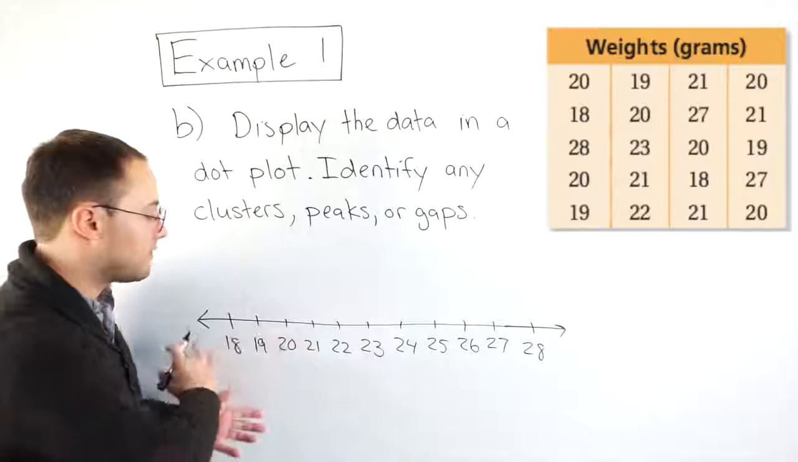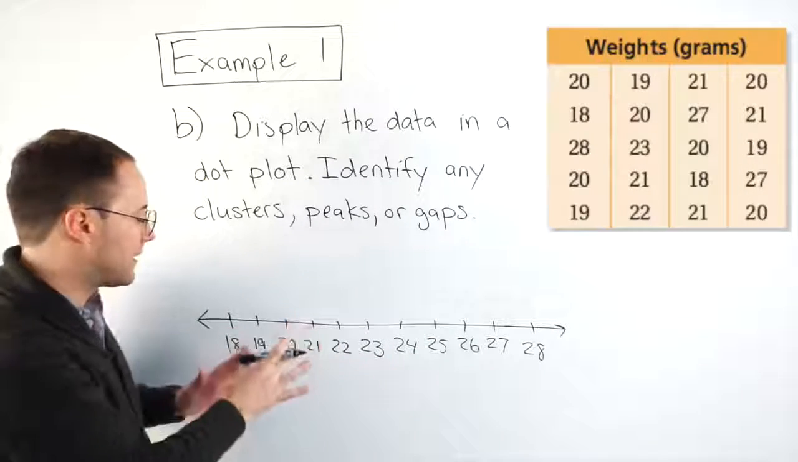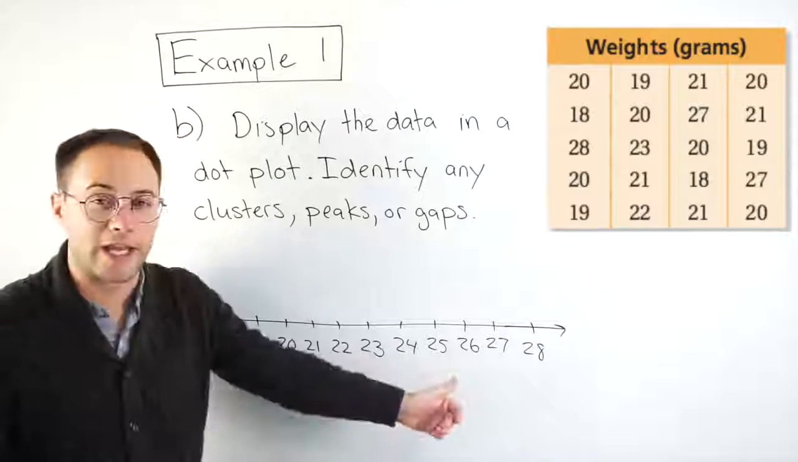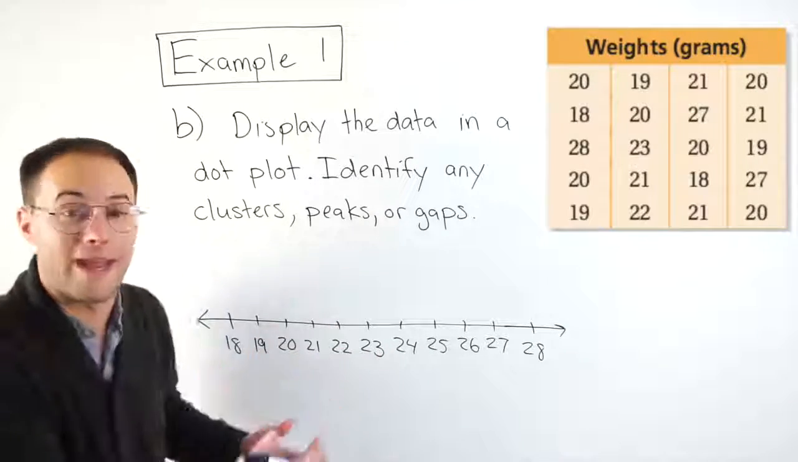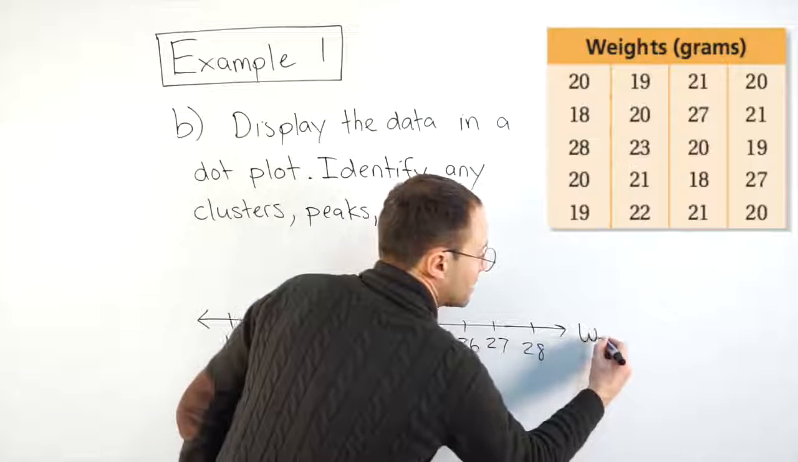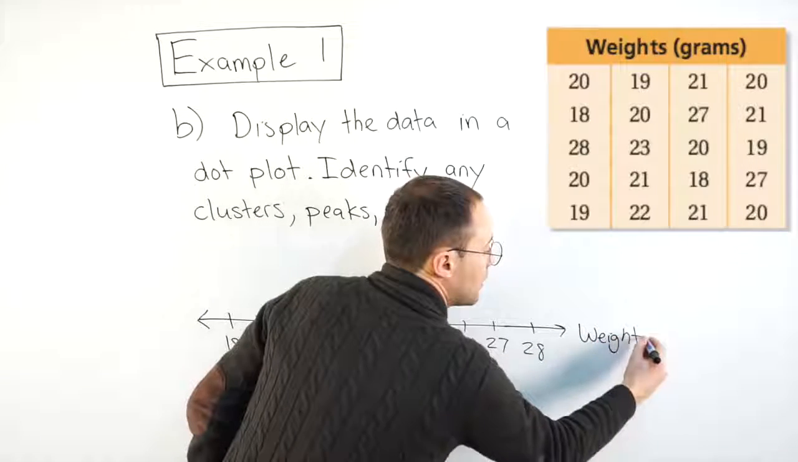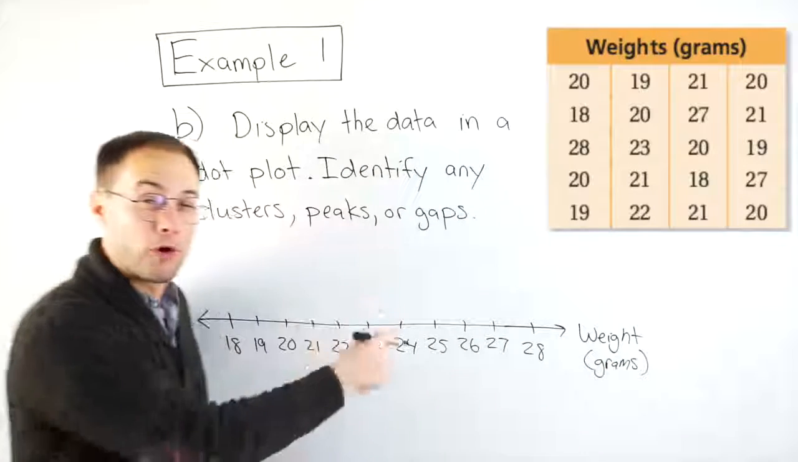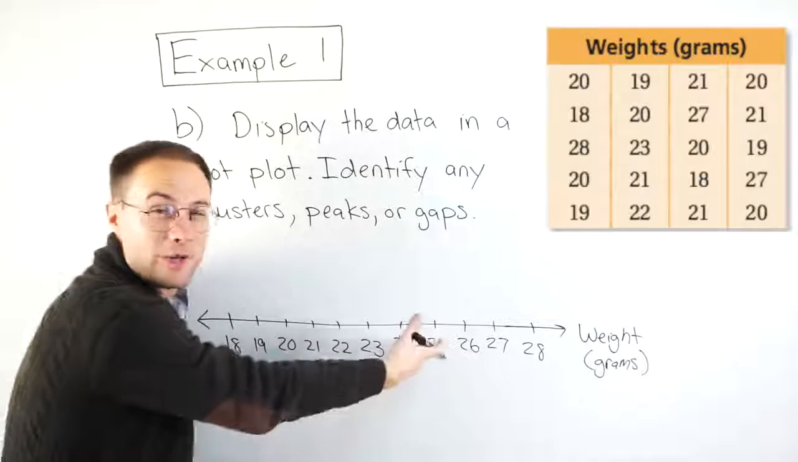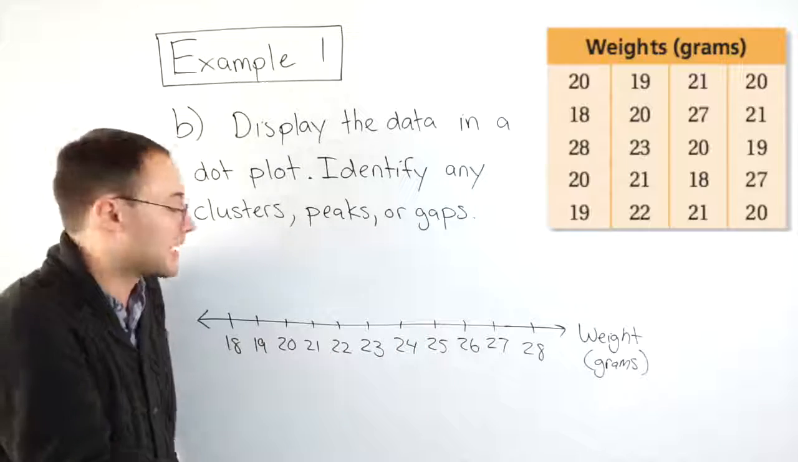Okay, so I have my number line done for my dot plot all the way from 18 to 28. I need to label what these values mean. So these were all weights. So I'm going to label that over here to the side. Weight, and that was in grams. Really important to label. Don't forget that, or else nobody's going to know what those values represent.